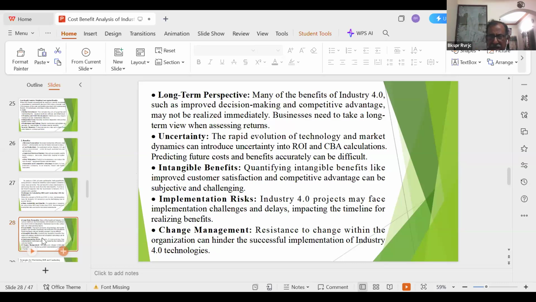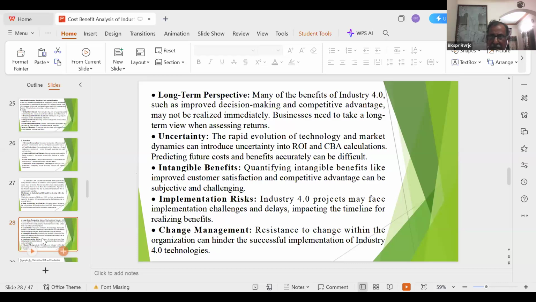The next point is uncertainty. The rapid evolution of technology and market dynamics can introduce uncertainty into return on investment and cost benefit analysis calculations. Predicting future costs and benefits accurately can be difficult. Intangible benefits is the next one. Quantifying intangible benefits like improved customer satisfaction and competitive advantage can be subjective and challenging.